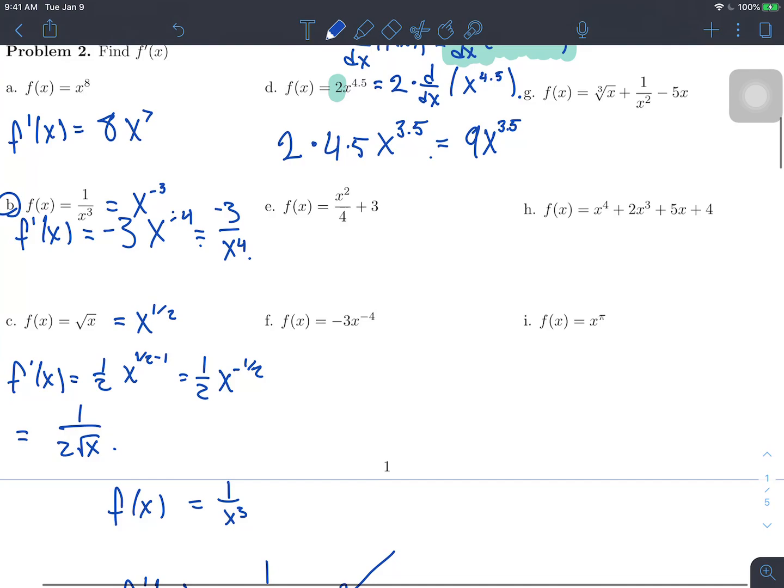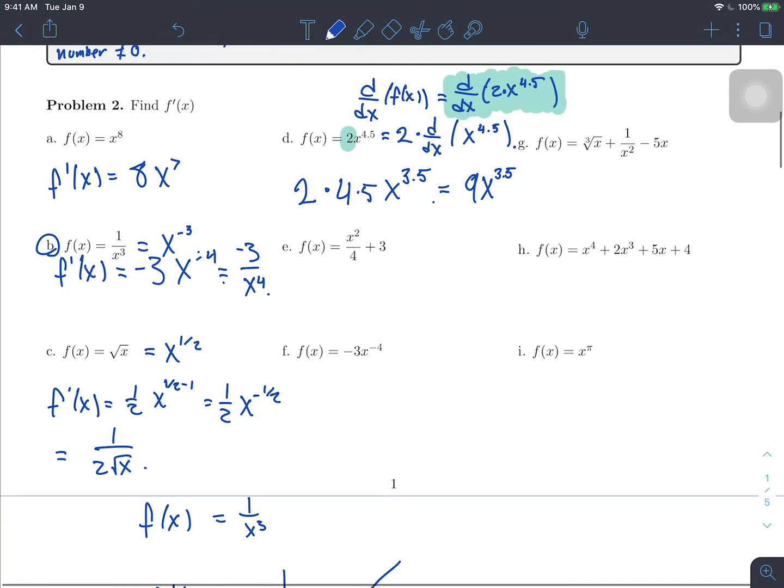You'll get more used to this notation as we go along, I think. If you have any more questions about it, though, please let me know. All right, for now we'll move on to part E.